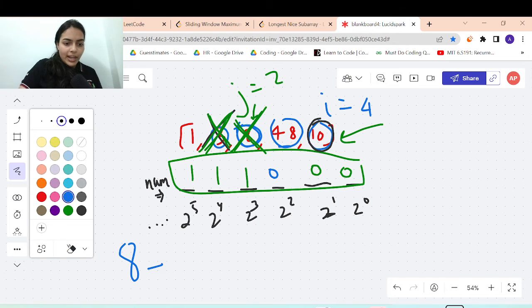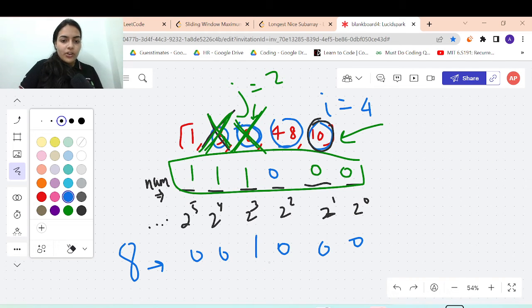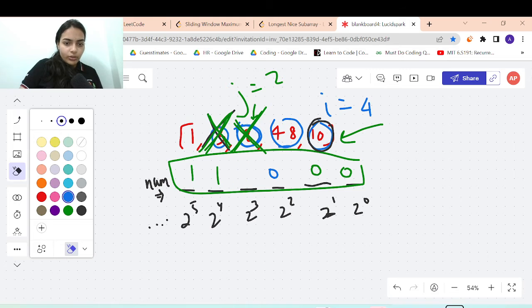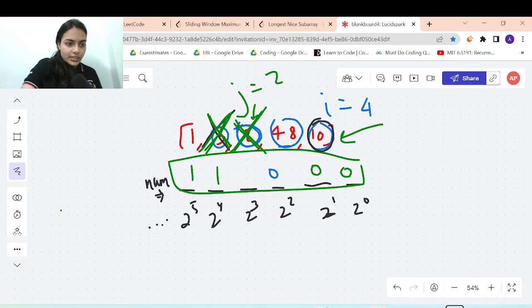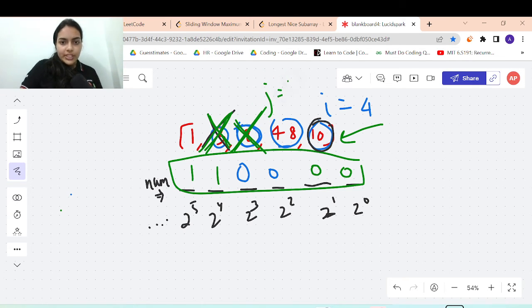Okay, now let's write the binary representation of 8. 8 is this. So how to unset the bit of 8? Just do XOR. If we do XOR of these two numbers, what will happen? We will unset the bit given by 8. So when we do the XOR of these two numbers, the bit which was set by 8, this bit, we can remove it. So this bit we can go and unset it, and when we do this, what will happen is we are moving our J pointer. Actually we'll move our J pointer to here.